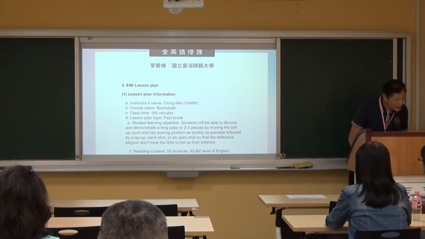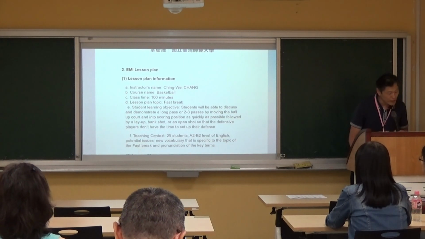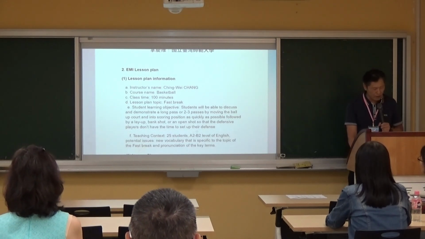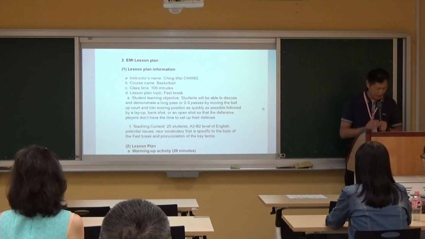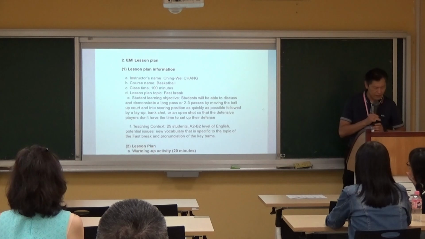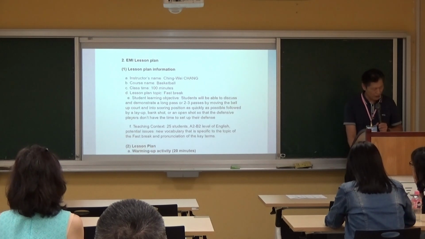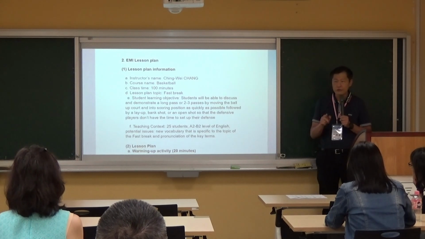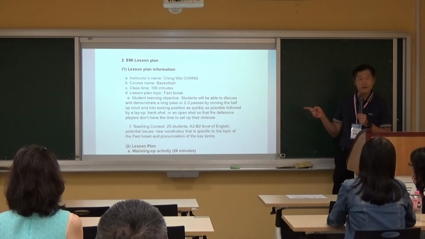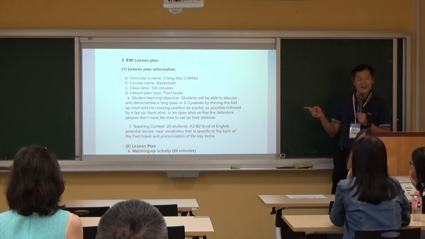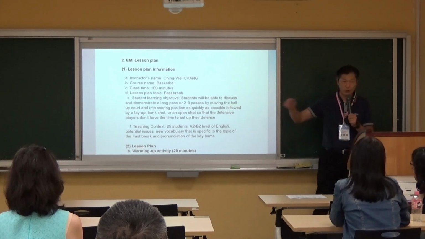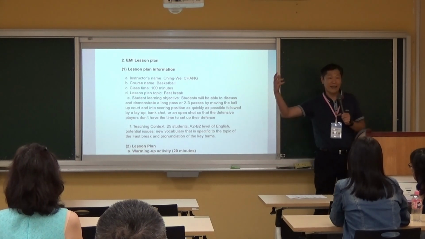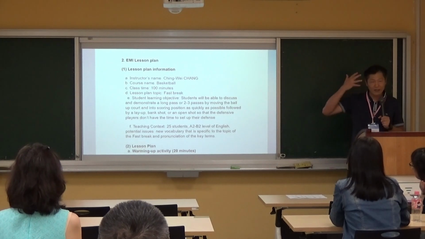And as you can see, the teaching context, there are 25 students at A2 to B2 level of English. And potential issues are new vocabularies that is specific to the topic of fast break and pronunciation of key terms. Do you know what is fast break in basketball? Okay, that's first time. We have to pass as quickly as possible to forward to get the point. All right, that's tactical concept.